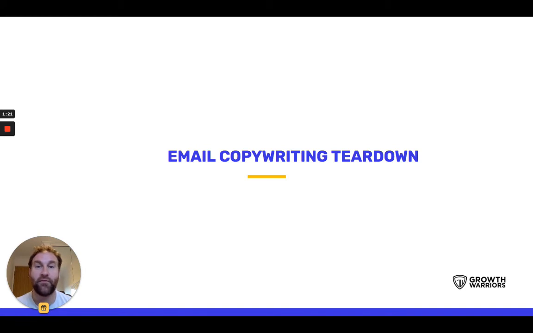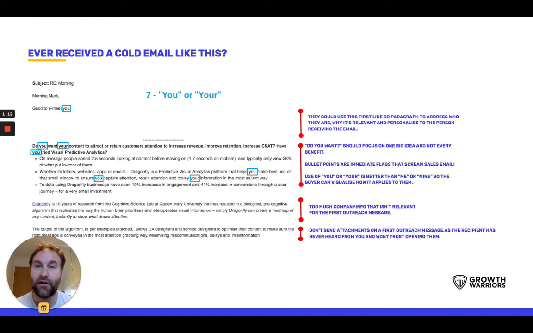So here we go. I'm going to show you how not to do it, and I'm going to use real live examples, and then I'm going to also show you how to do it afterwards. So here's an example of an email from a software as a service company in the advertising analytics space. So you can see here they've said, "Morning, Mark. Good to meet you." They could use this first line or paragraph to address who they are, why it's relevant to me, and personalise to me receiving the email.